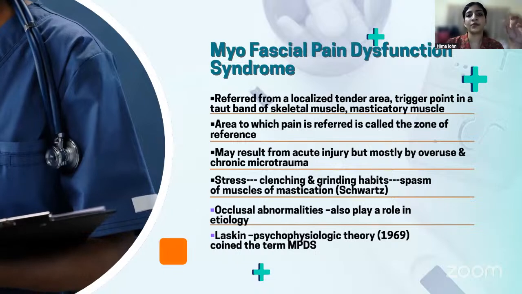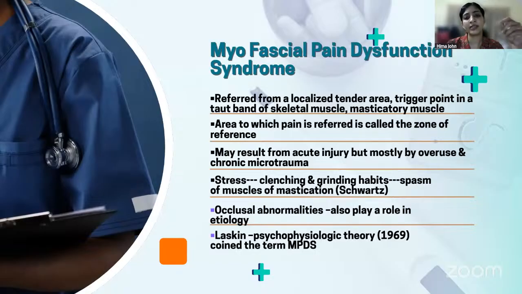So moving on to which has been asked over and over again over these years, that is myofascial pain dysfunction syndrome. Now, this is basically a pain that is referred from a localized tender area or a trigger point in a taut band of skeletal muscle. So here we're talking about the masticatory muscles. Now, the area to which the pain is referred is called the zone of reference. Sometimes it might be a myofascial pain, but the patient might also complain of either headache or neck pain and all. Okay. Now, these can result from acute injury, but it is usually always over time.